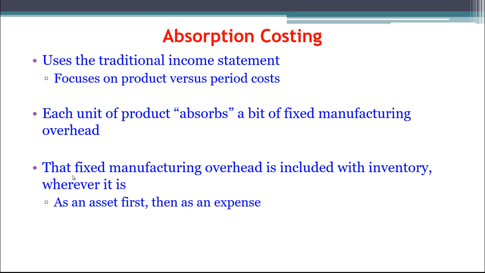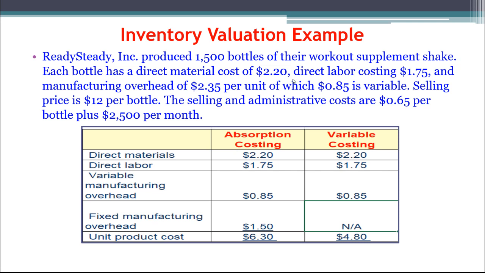And because the fixed manufacturing overhead and all of the other product costs are included with inventory, they only get expensed when that inventory is sold. So they're treated as an asset first. That's the difference. Fixed manufacturing overhead will be treated as an asset, and then eventually it'll be expensed. So let's take a look at an example between the two.